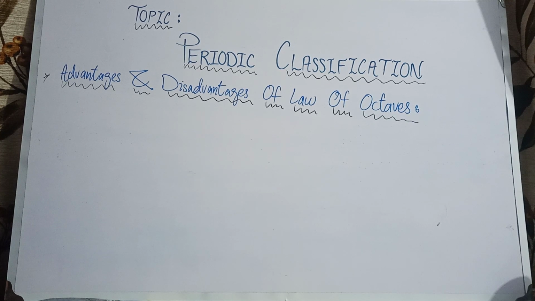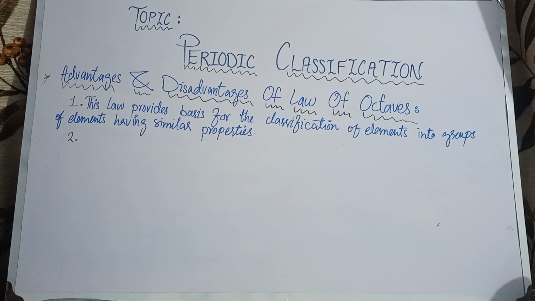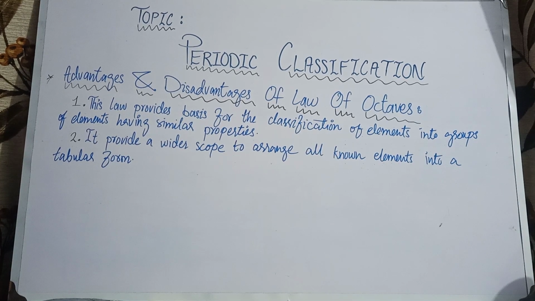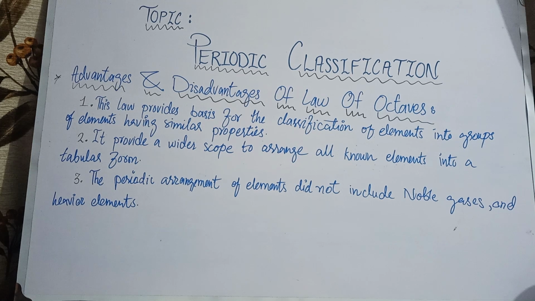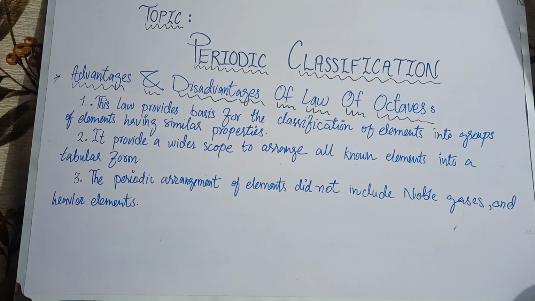This law provided a basis for the classification of elements into groups of elements having similar properties. The second advantage is this law provided a wider scope to arrange all known elements into a tabular form. Now come to the disadvantage, that is the periodic arrangement of elements did not include noble gases because they were not discovered then, and the heavier elements could also not be accommodated. That's why this law couldn't explain or arrange elements in terms of chemical properties.